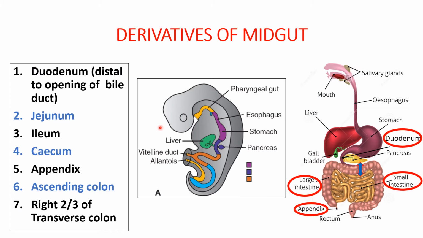The derivatives of the midgut are the part of the duodenum which is distal to the opening of the common bile duct, the jejunum, ileum, cecum, appendix, ascending colon, and the transverse colon up to the junction of the right 2/3 of the transverse colon.